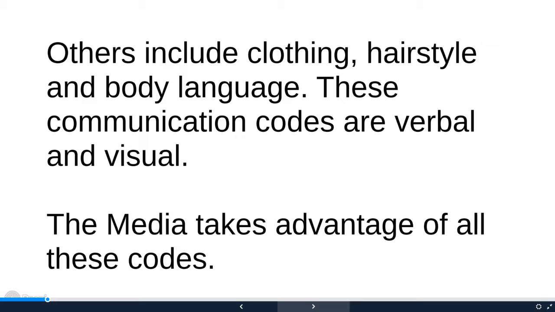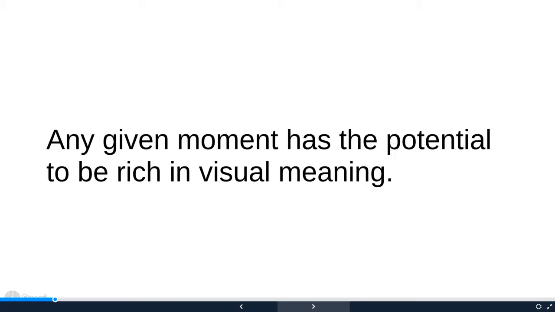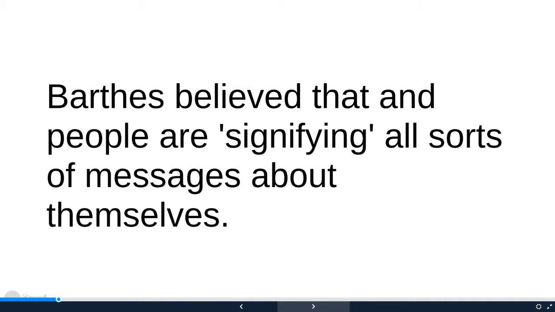Think about body language. Think about the communication codes we fire out at each other consciously and subconsciously. Media takes advantage of all these codes. The way we look, the way we dress, the way we stand, the way we edit ourselves, whether it be through makeup and hair, whether it be through our performance in front of cameras or with each other. Any given moment has the potential to be rich in visual meaning and semiotics. As media producers, you're looking to do this all the time.